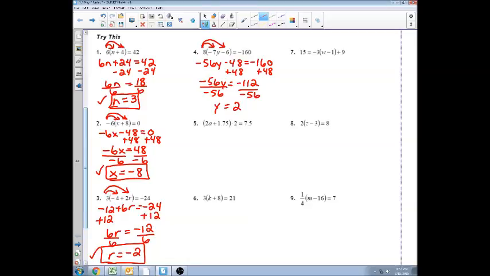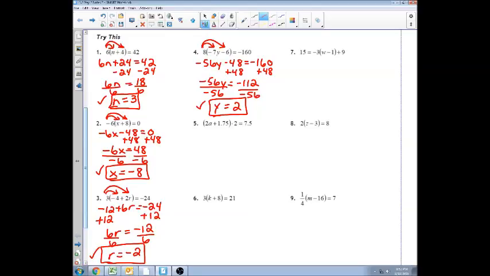Make sure we go ahead and double check that. If I put 2 in for y, I would have negative 7 times 2, which is negative 14. Negative 14 minus 6 is negative 20. 8 times negative 20 would be negative 160. So my answer is good.